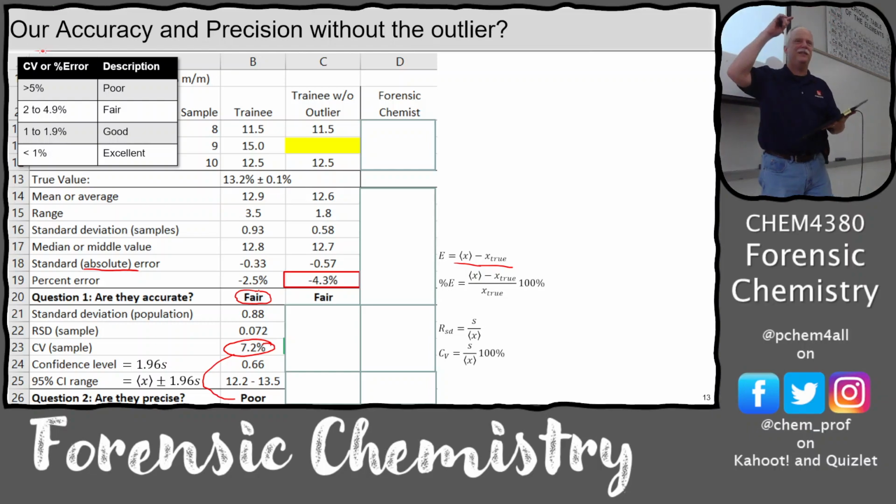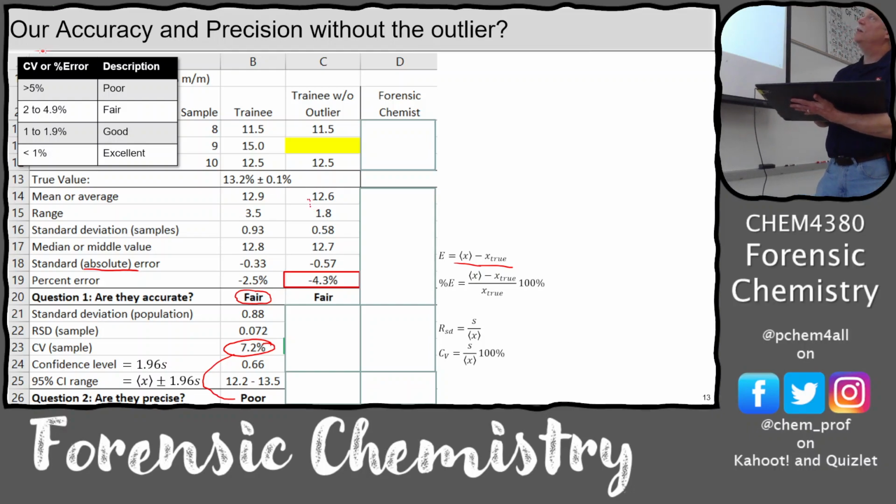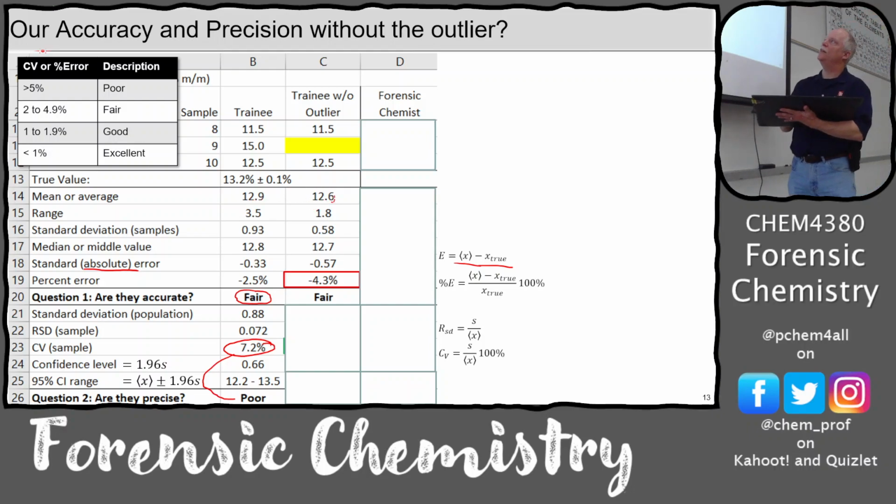What it did was when we took out that top value, it biased it even more low. So taking out that top value reduced our mean. Yeah, it dropped it down. The mean went from 12.9 to 12.6. It actually got further away from the true value. So now our percent error comes in at negative 4.3%, which is fair. It's still within 5%, but it did get worse.